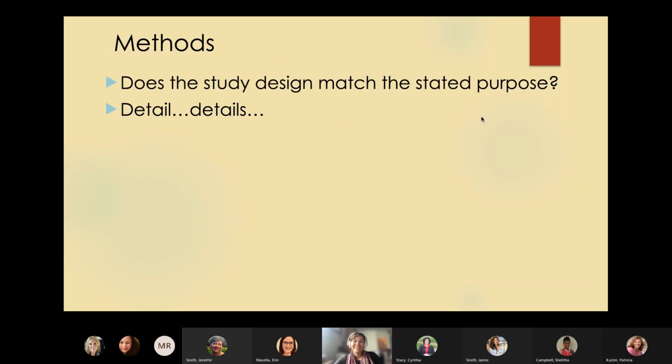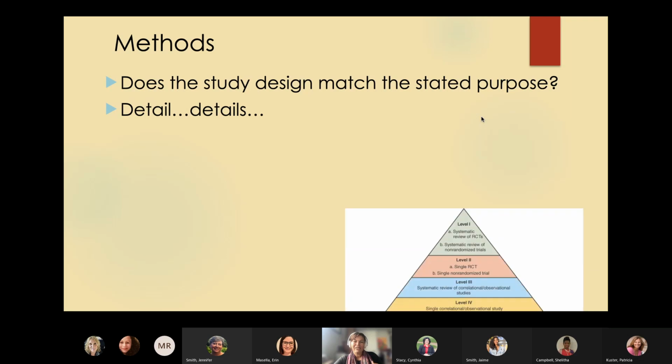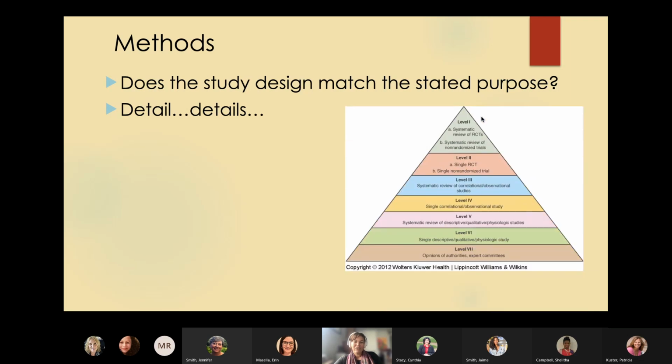As far as the methods, does the study design match the stated purpose? It's really interesting how often there is a mismatch between how people solved the problem and the problem that they were initially interested in. And sometimes that is some post hoc manipulating of the data and the methods that they're using just to get published. So you really want to catch that by looking at the details. Now, this is the Pyramid of Evidence, and this is the Polit and Beck nursing research book.